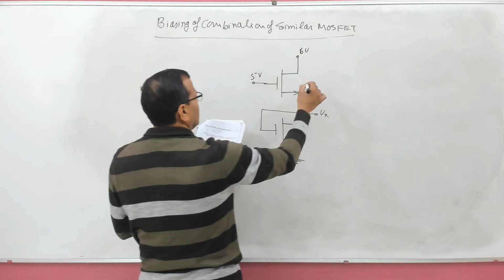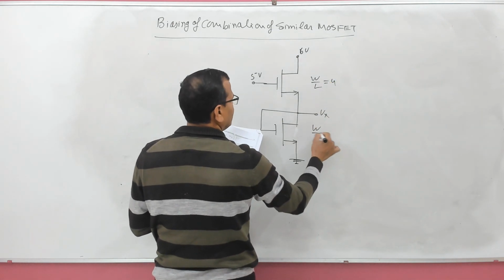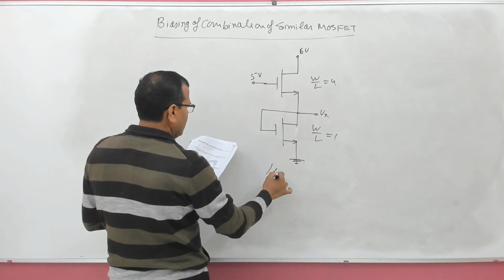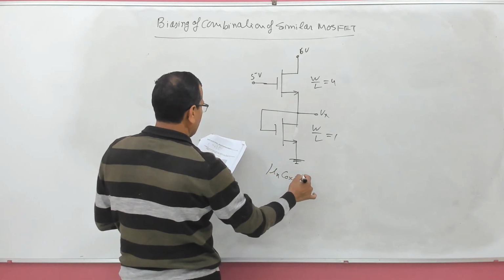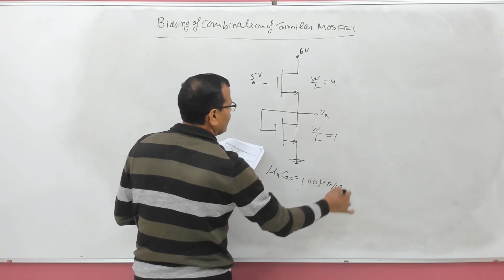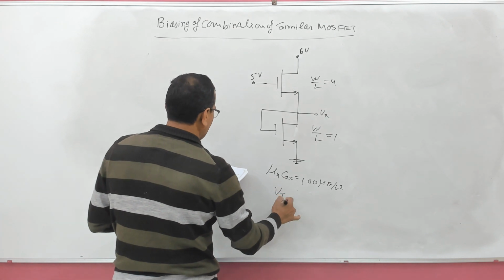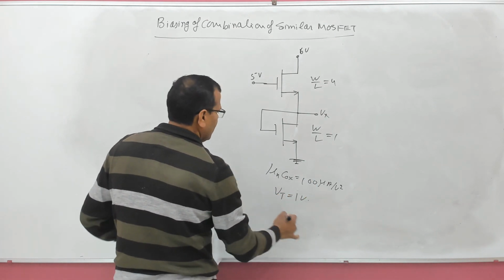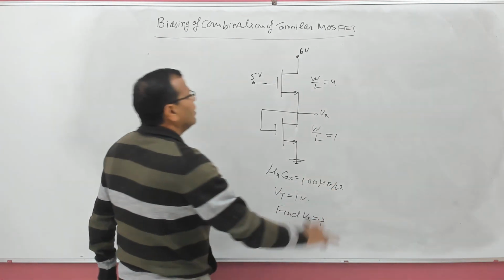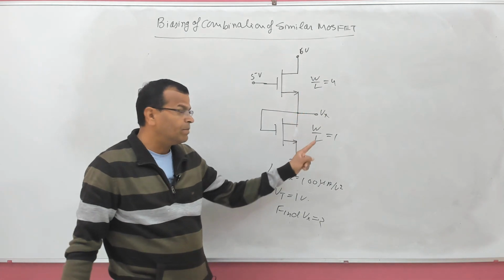Fine. For this W by L is 4. For this W by L is 1. That's given to you, right? And mu and C naught X for both transistors is 100 microampere per volt square, right? The threshold voltage is again same for both the transistors, that is 1 volt. Find Vx. You have to find Vx, but be careful here, drain current must be same.